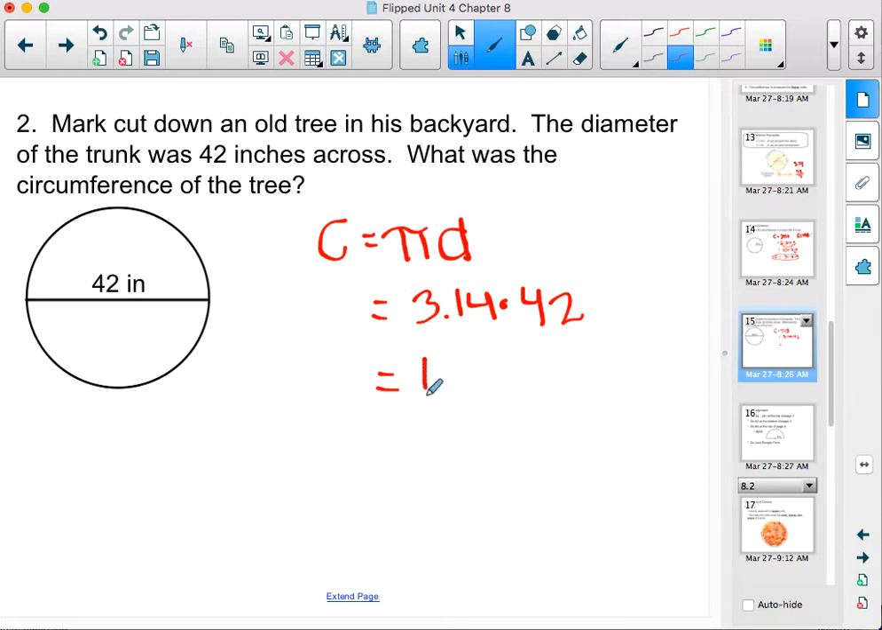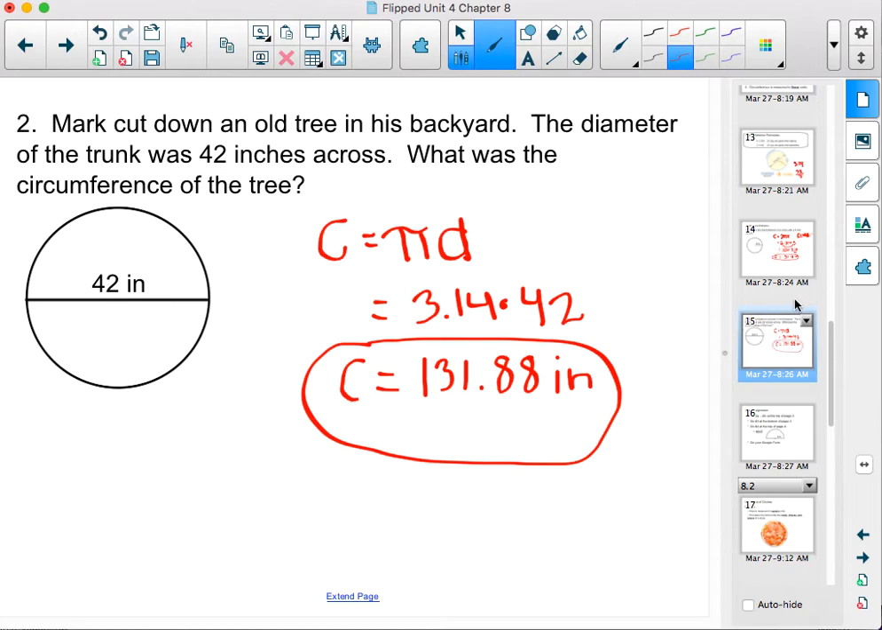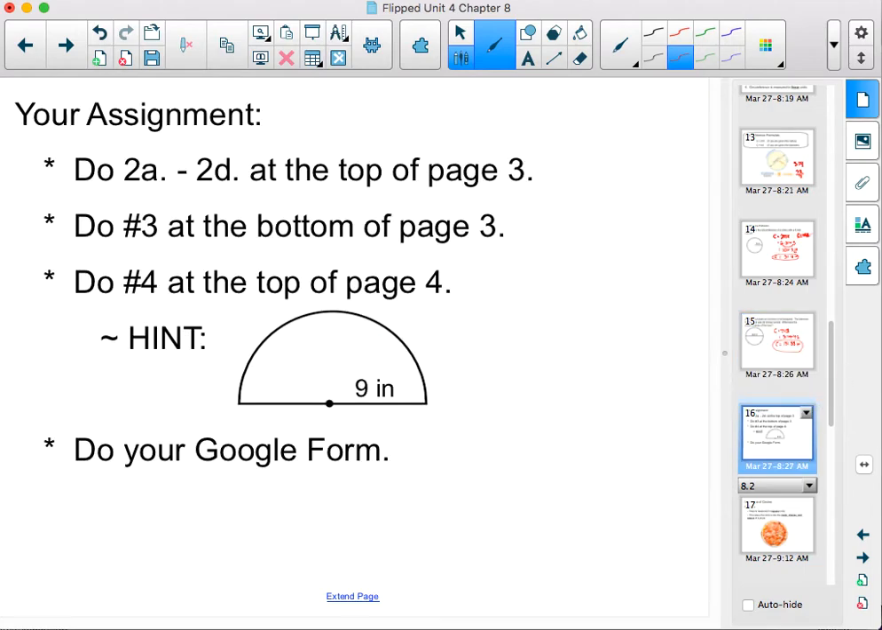If you have a calculator handy, you can use it for this. If not, just go ahead and do the long multiplication. Remember, this is circumference, so the units are linear inches. And there's my circumference. Just remember, if they give you the diameter, you want to use C equals pi d. If they give you the radius, you want to use C equals 2 pi r.